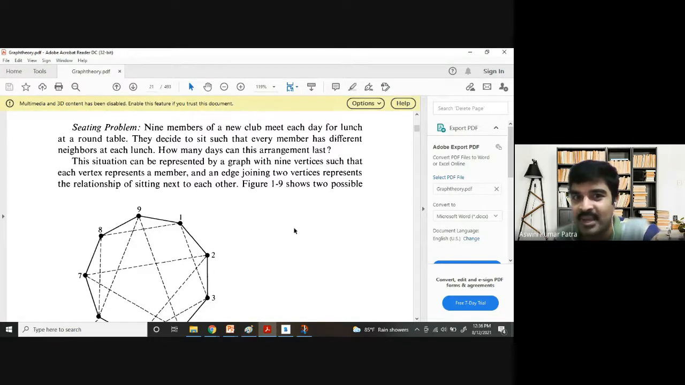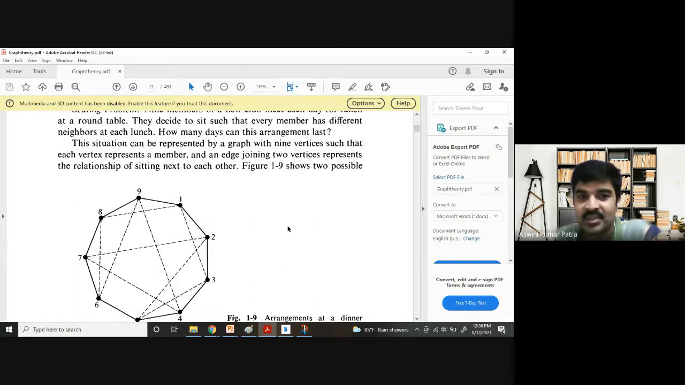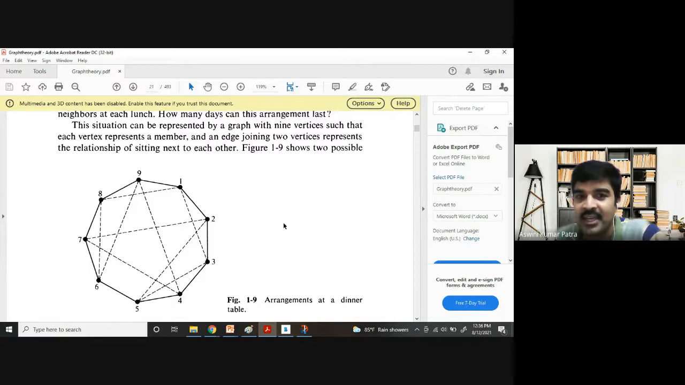Okay, simple. We have 9 members, they will sit together for lunch at a round table, and we have to have different arrangements. So how uniquely can we differ? Every day it's a unique arrangement. So of course, in how many days will all my unique arrangements be over? That's the thing. You look at here.